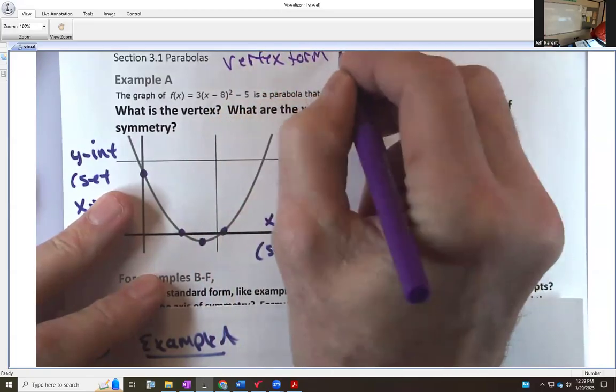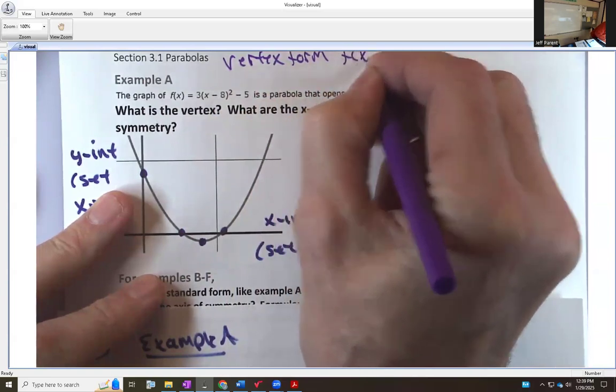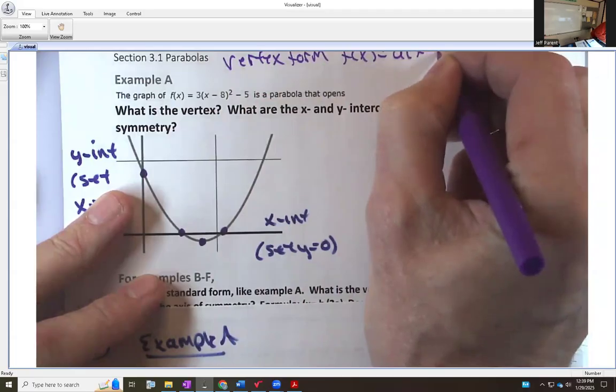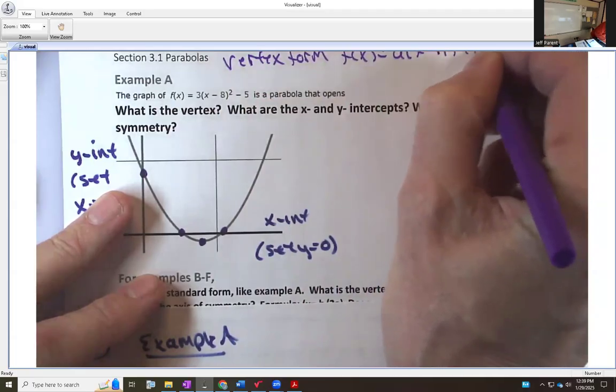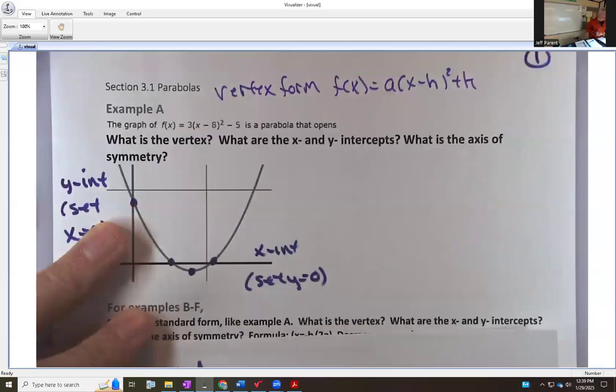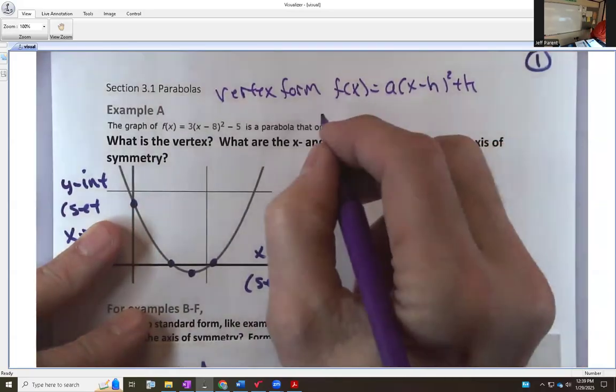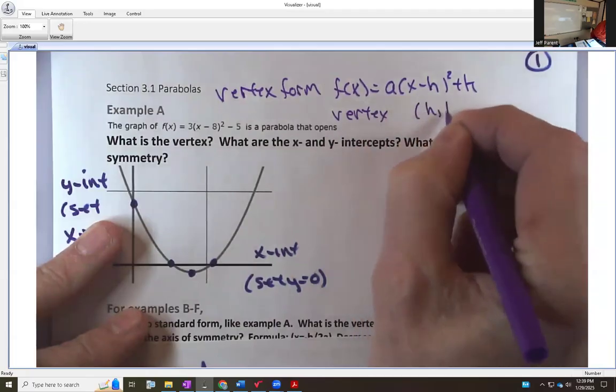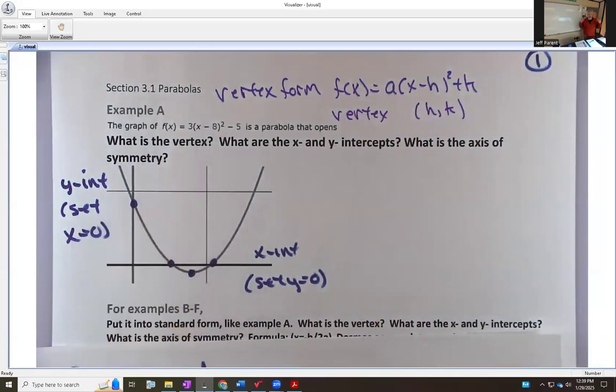And that's going to be f of x equals a times (x minus h) squared plus k. And that's going to have a vertex at (h, k). So it's pretty nice. You can just read that information right off of the equation, the graph. You don't have to pull out your graphing calculator or decimals at all. We're just going to read that thing.